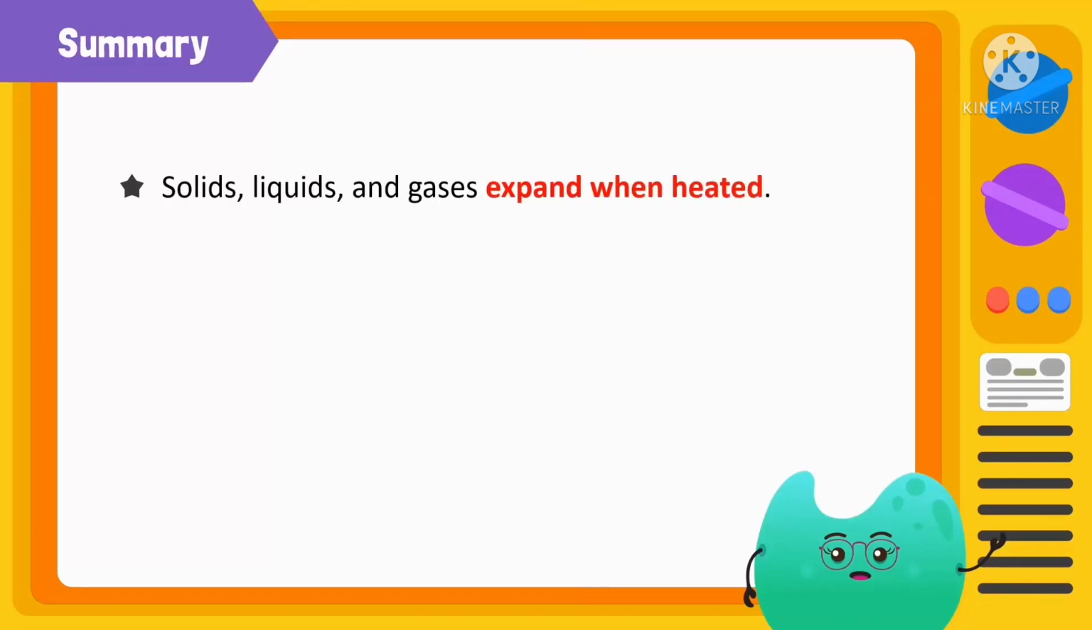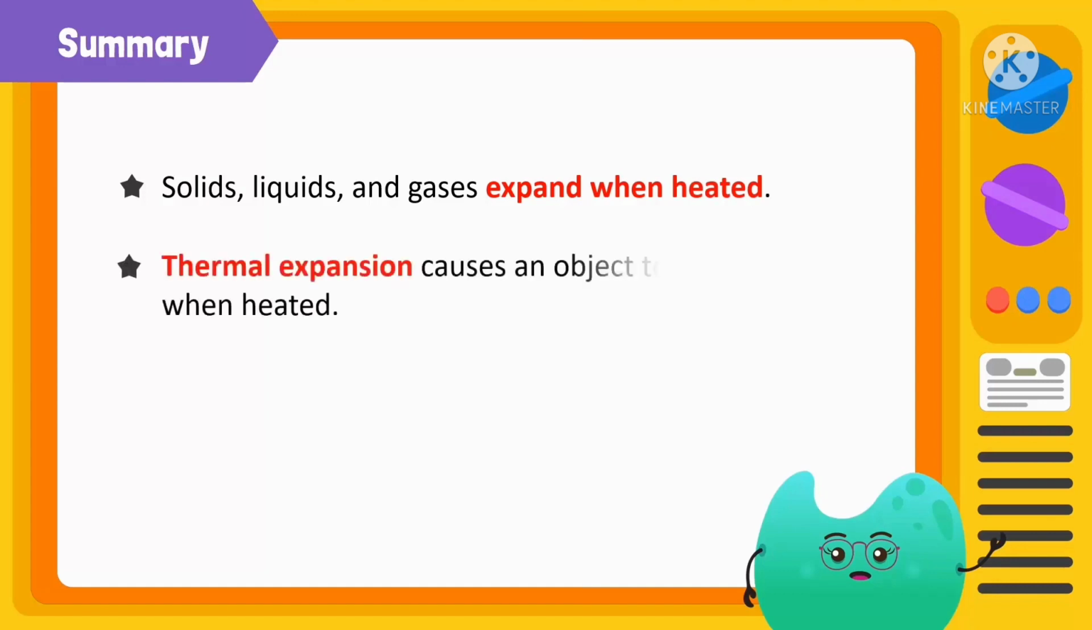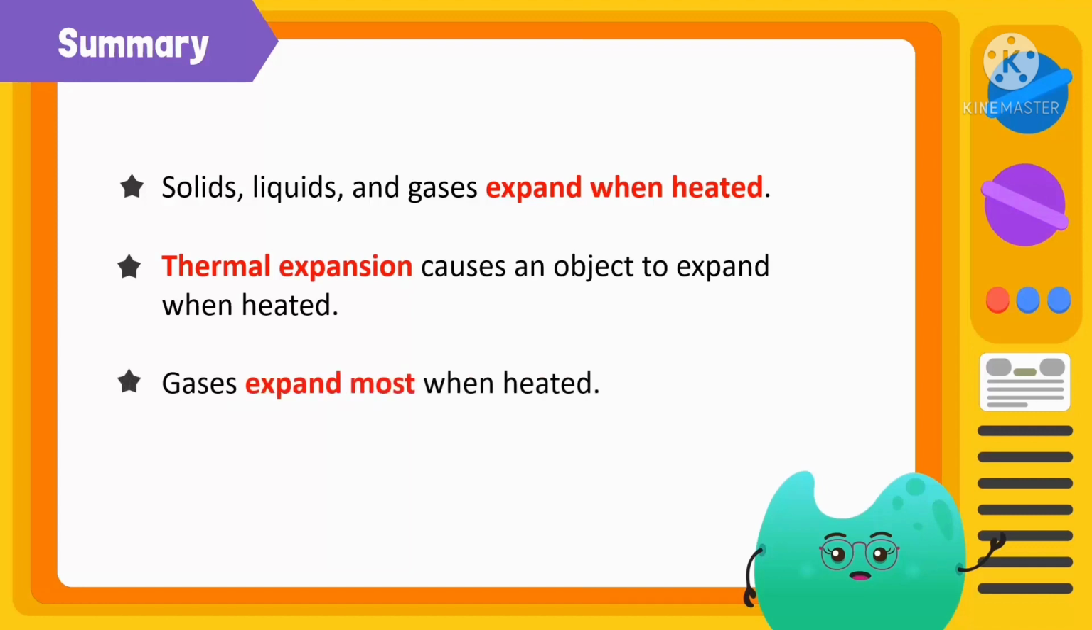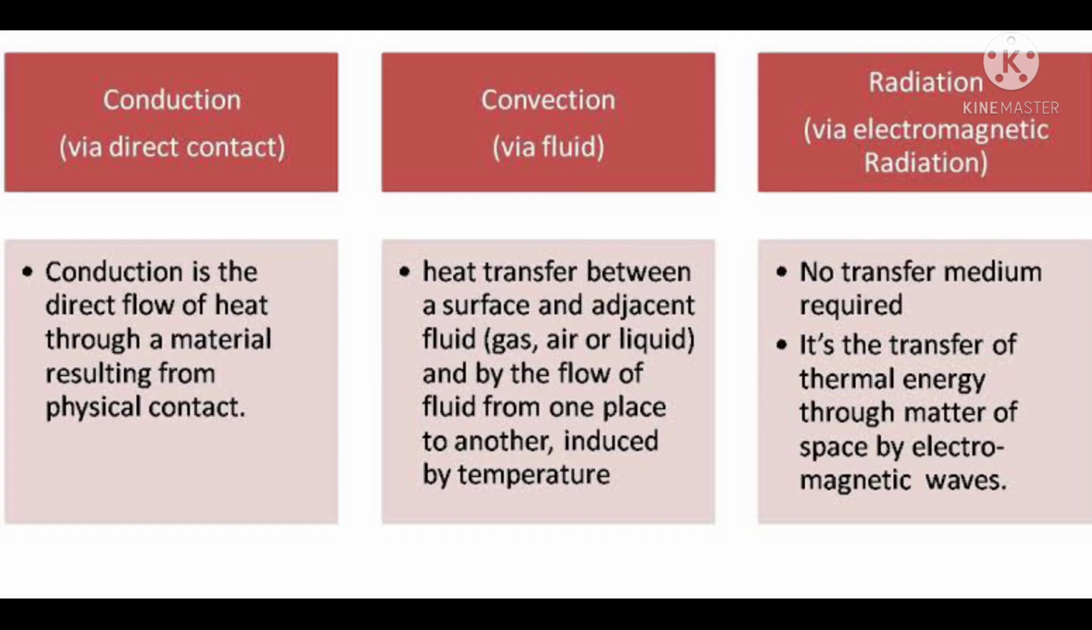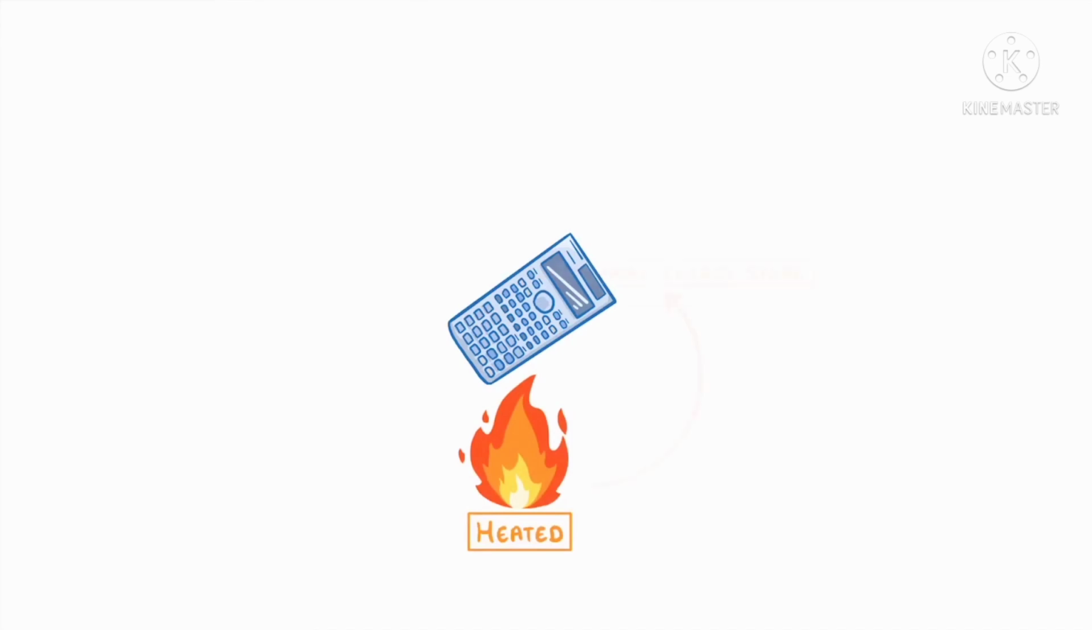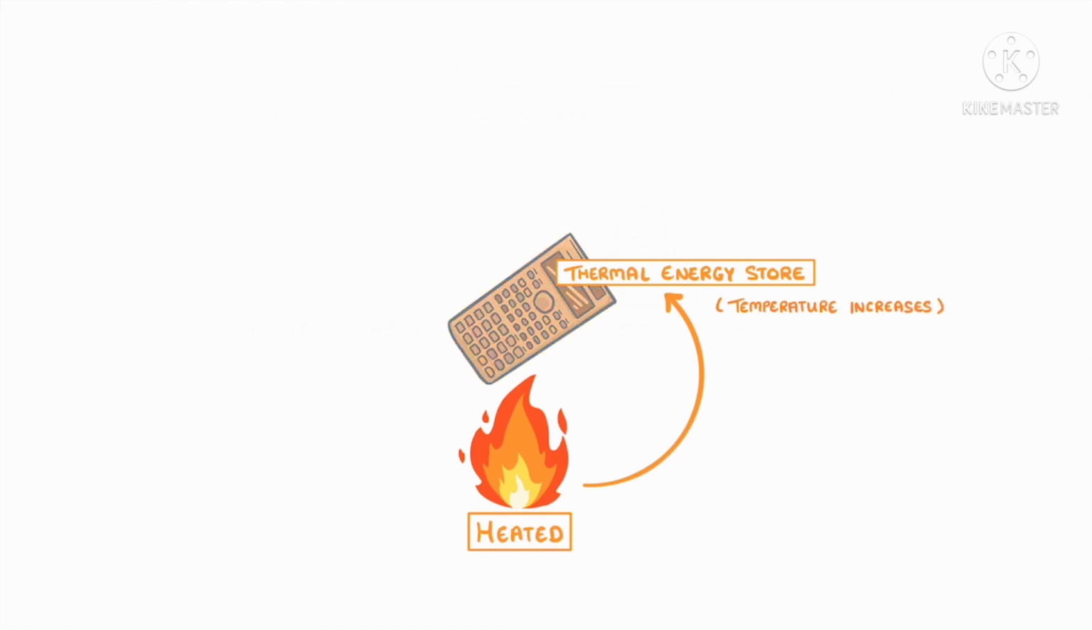Solids, liquids, and gases expand when heated. Thermal expansion causes an object to expand when heated. Gases expand most when heated. Energy is transferred to its thermal energy store, and its temperature increases. The process of heating, though, can take place in 3 different ways, depending on the medium involved.